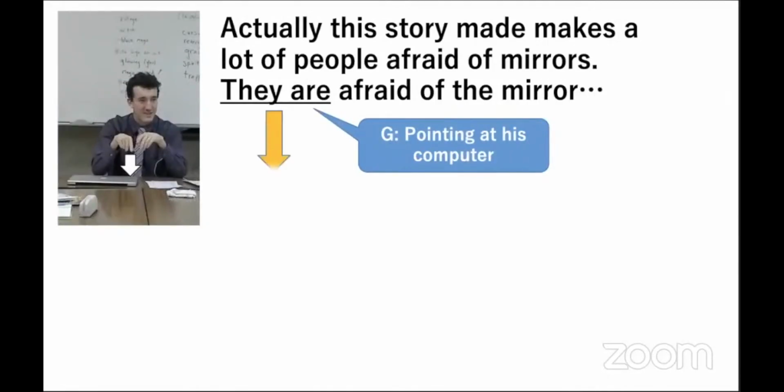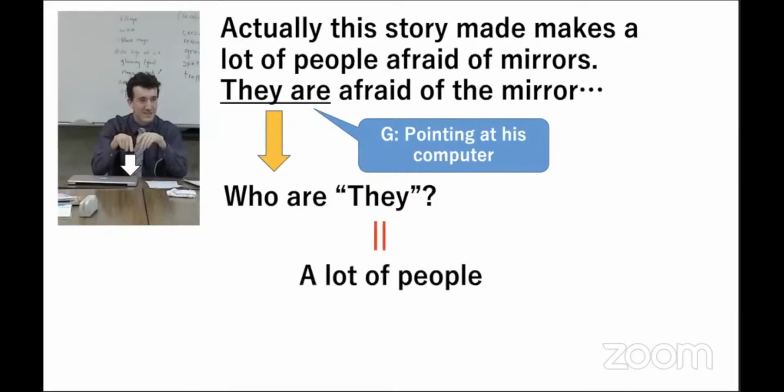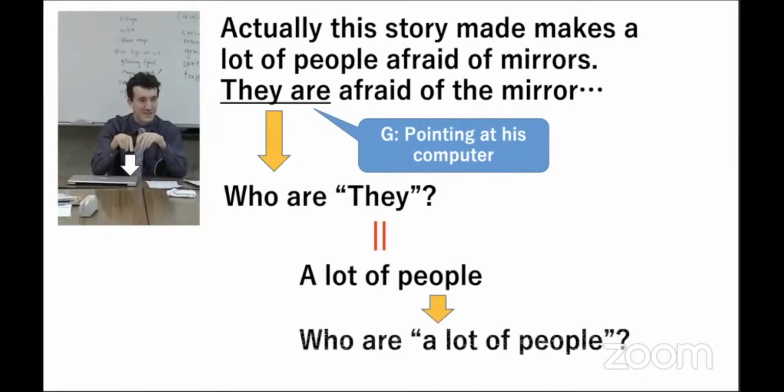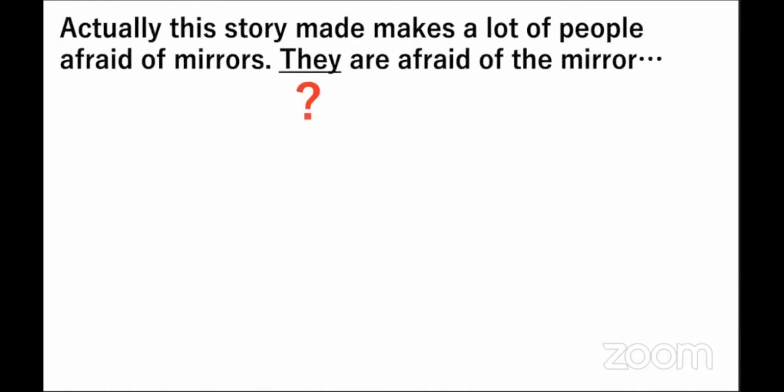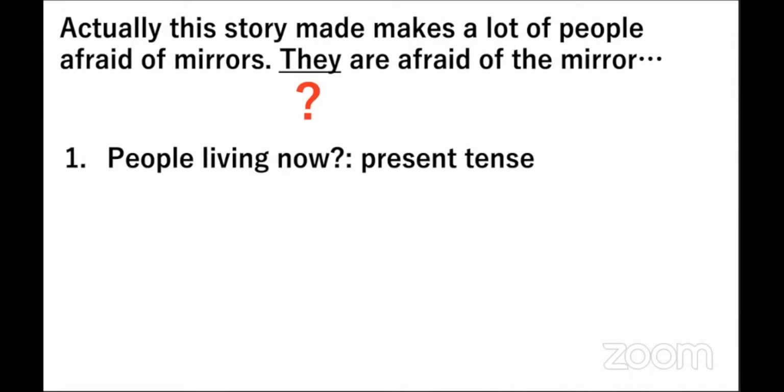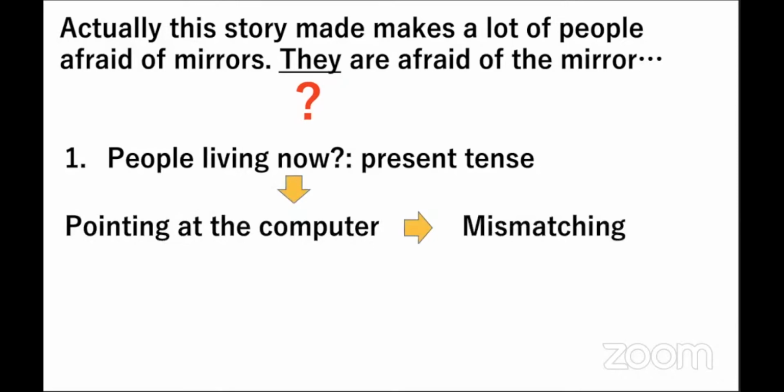The question is, who are they? If you read the sentences above, you can notice they refer to a lot of people. So that is the question we need to ask: who are they? And there are 2 possibilities. One is people living now in general, because he is using present tense. That makes sense. But if that's the case, pointing at the computer does not make sense because the people living now have nothing to do with the computer. So it's a mismatching.